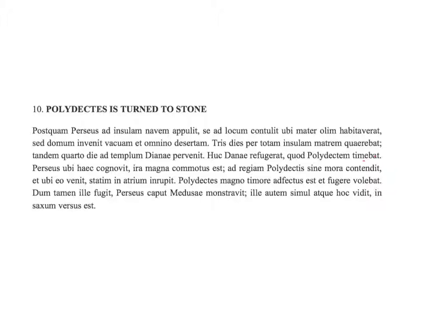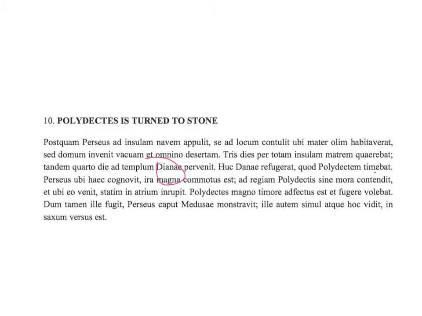At last, time when, ablative, quarto die, on the 4th day, pervenit, he arrived at the temple of Diana. Huc Danae refugerat. Do pay attention when you've got different names, that you don't make mistakes with, for instance, Diana, and here Danae, for the woman Danae, that's her name. So a difference between Diana, as in the goddess Diana, Artemis being her Greek name, the goddess of chastity, but more famously, I suppose, of hunting.